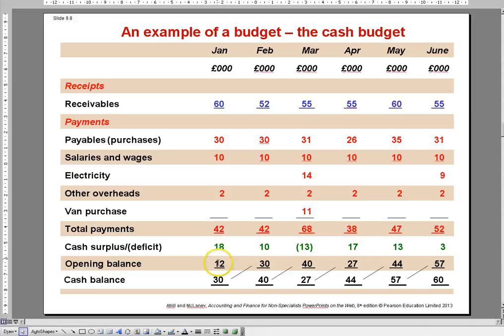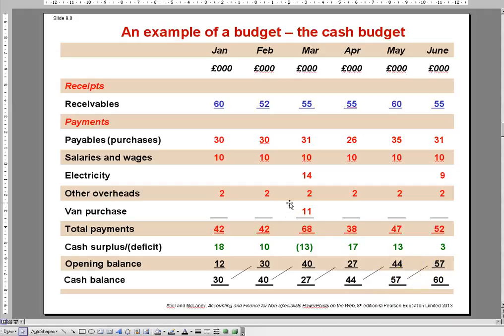Our opening balance given to us is 12, plus the 18 is 30. That's then the opening balance the following month, plus 10 is 40. Then the opening balance for March is 40, less the 13, 27, and so on. And that is our cash budget.